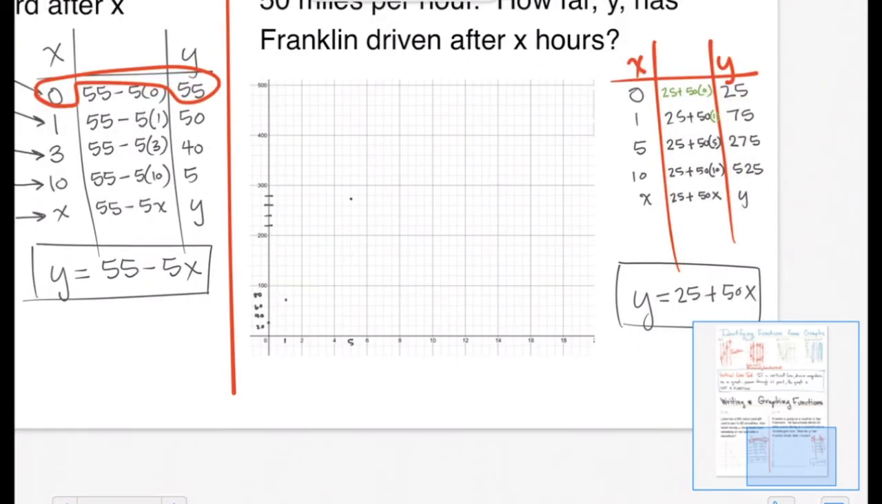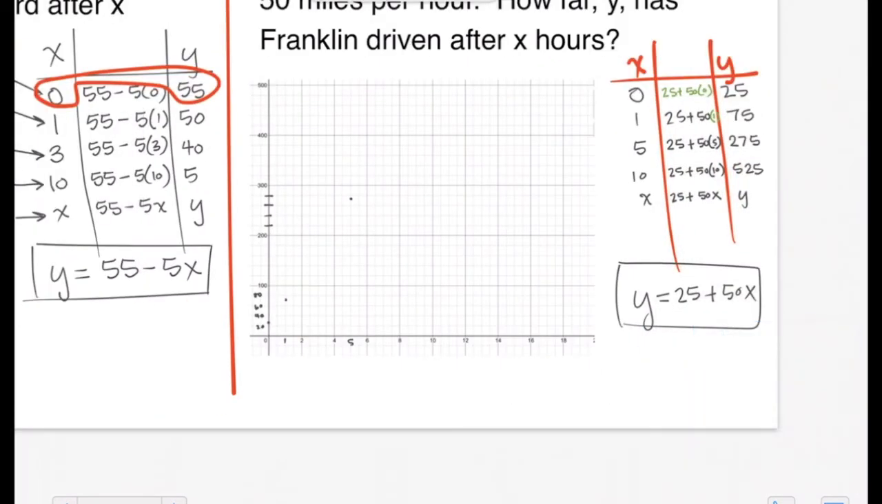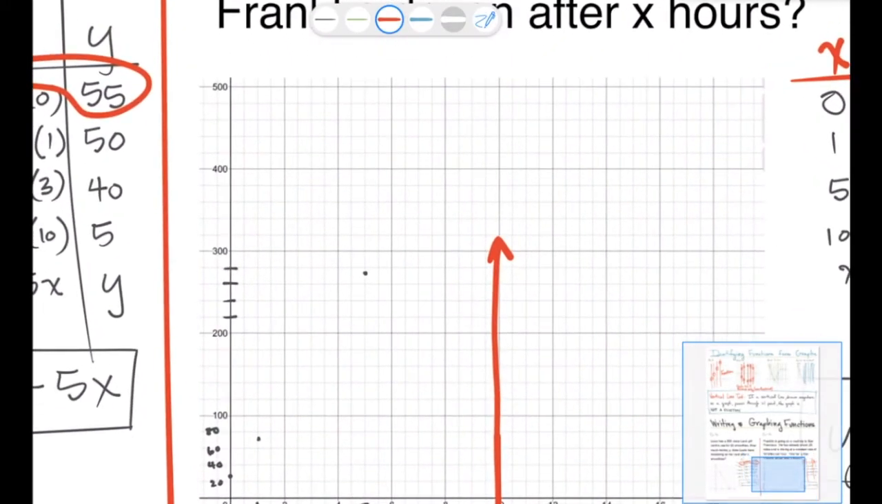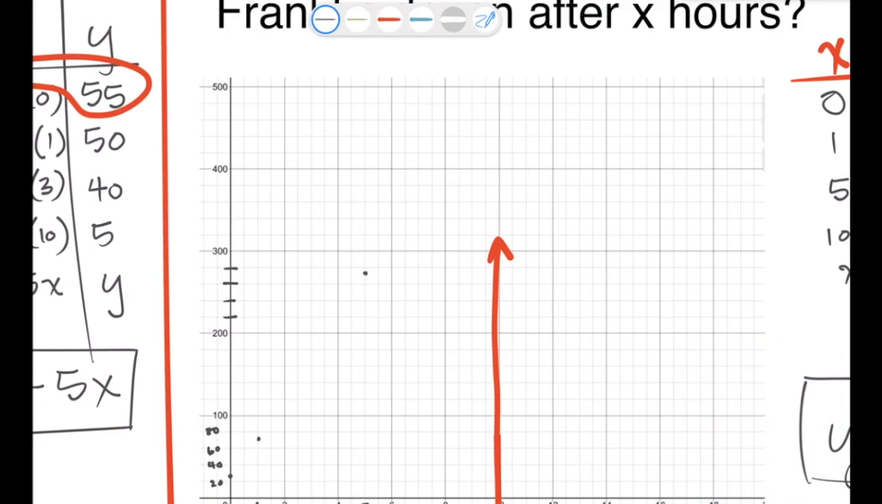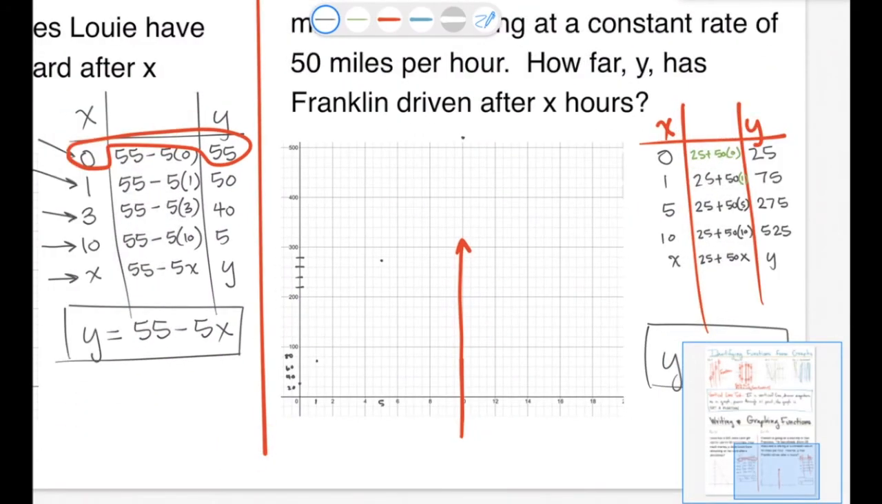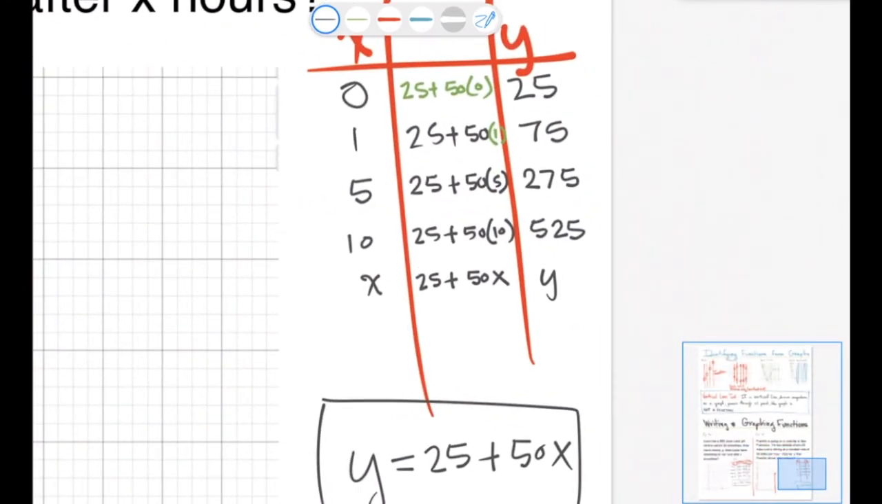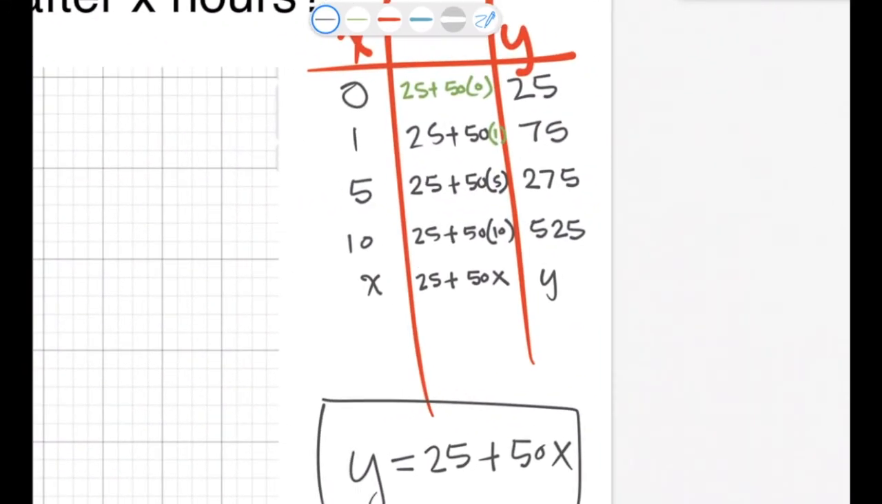And then we did 10 hours. So 10 is right here, and he will have gone 525 miles. We're actually going to be off the graph. It's going to be somewhere like that. Now, let's talk about those in-between points. What you want to ask yourself is, is it valid? Could we ask ourselves how long or how far has he driven after 5 hours and 2 minutes? And the truth is that's a valid time.